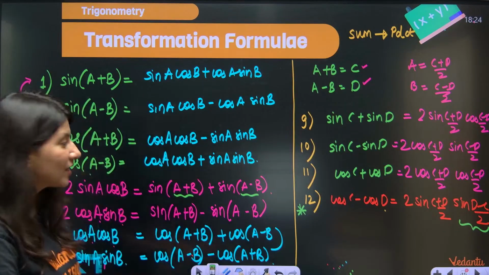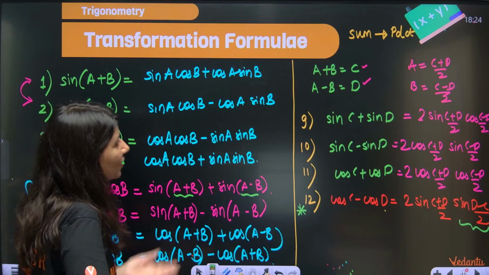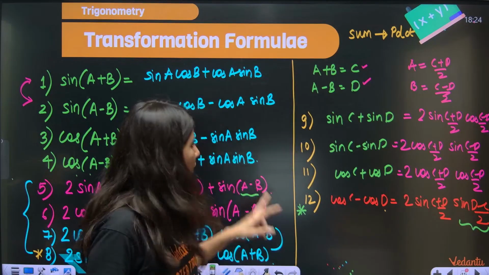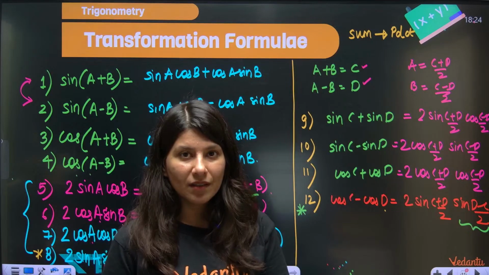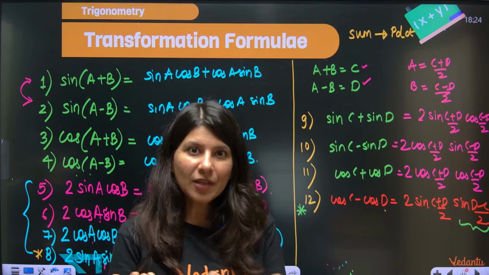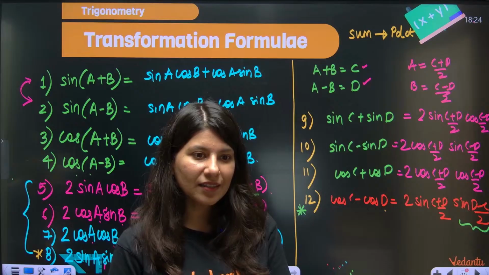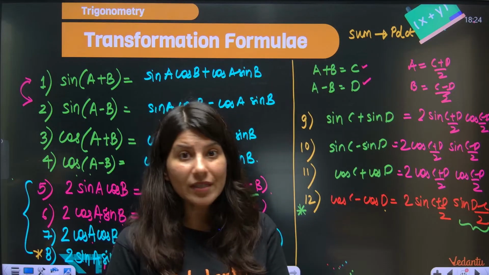If the question is asking you to tell the value, you tell me. If I ask you, cos C plus cos D, what will you do? Will you ask me, ma'am, which formula? Tell me cos C plus cos D, right? So it depends on the question. How will I choose? You don't have to choose. It's the question's requirement.